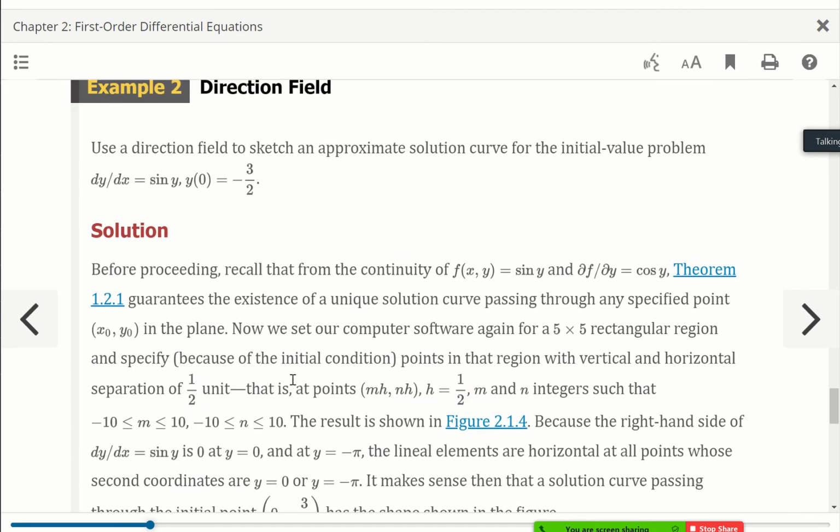Let's take a look at another one. In example 2, they ask us to use a direction field to sketch an approximate solution curve for the initial value problem dy dx equals the sine of y, with the initial condition y of 0 equals -3 halves. So let's come over here. Our f of x, y in this case is simply going to be the sine of y.